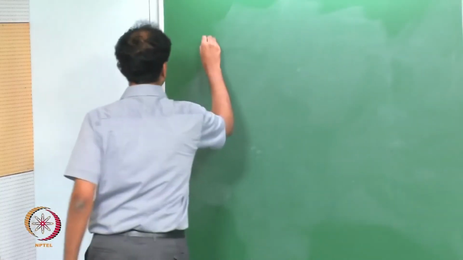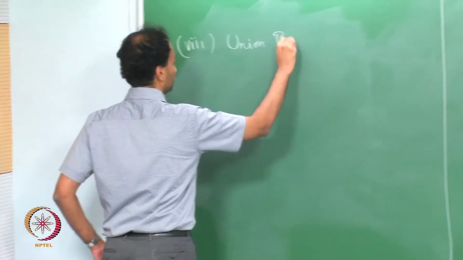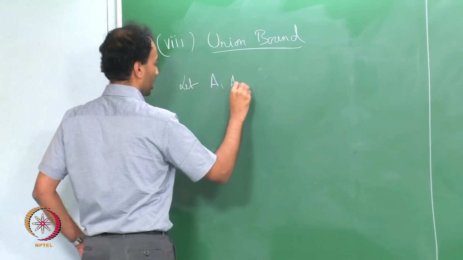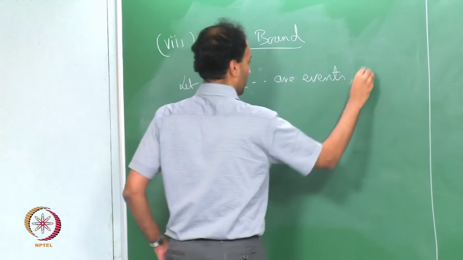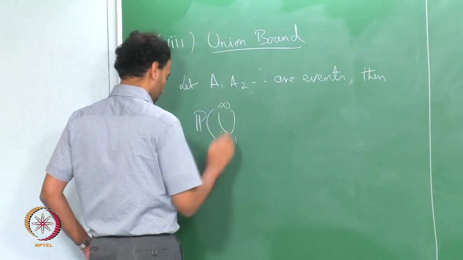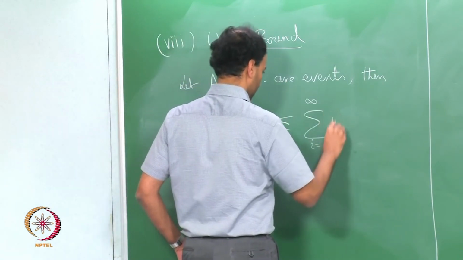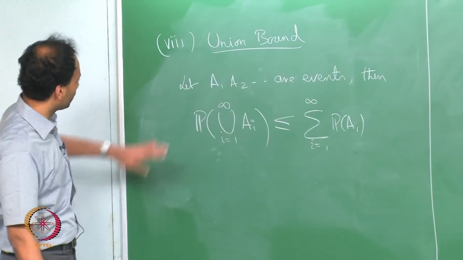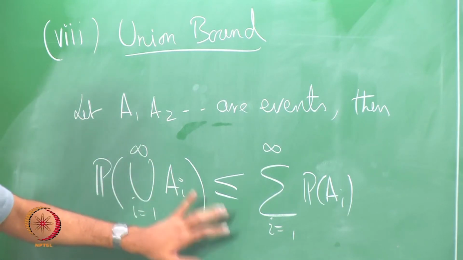The next property, property number 8, is an important property called the union bound. It says that if A1, A2, and so on are events, then the probability of the union over i equals 1 through infinity of A_i is less than or equal to the sum over i of the probabilities of A_i. So this is an important property that says if you have any arbitrary sequence of events, then the probability of the union is less than or equal to the sum of the individual probabilities.